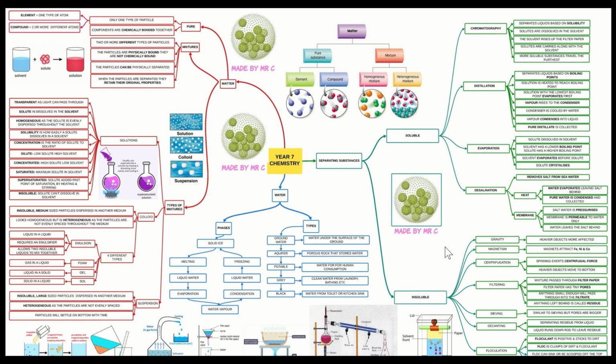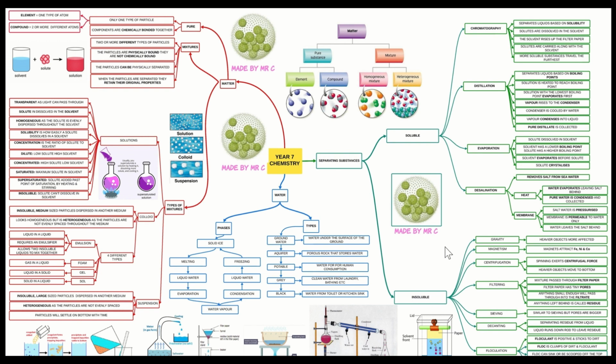In filtering, a mixture is passed through filter paper. The filter paper has tiny pores in it. Anything that is small enough will pass through the filter paper to become filtrate. Anything that is not small enough to move through the filter paper will be left behind and is called residue.